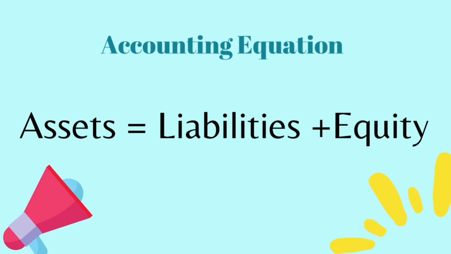Why do we have this accounting equation? The accounting equation ensures that a company's financial records remain balanced and accurate by maintaining a sort of equilibrium between its assets, liabilities, and equity. This accounting equation we're going to use often, so remember it. Assets is equals to liabilities plus equity. Simple.